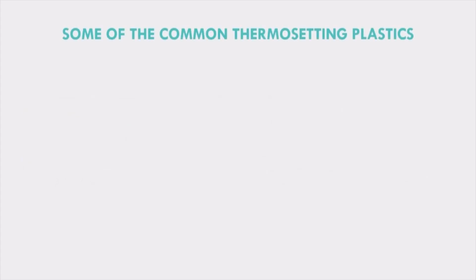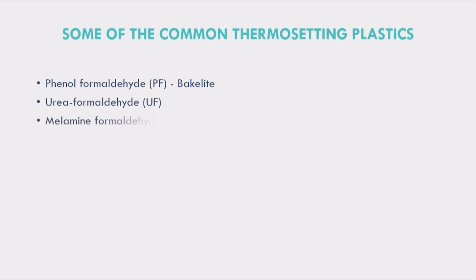Some of the common thermosetting plastics: phenol-formaldehyde (PF), Bakelite; urea-formaldehyde (UF), melamine formaldehyde (MF), melamine.